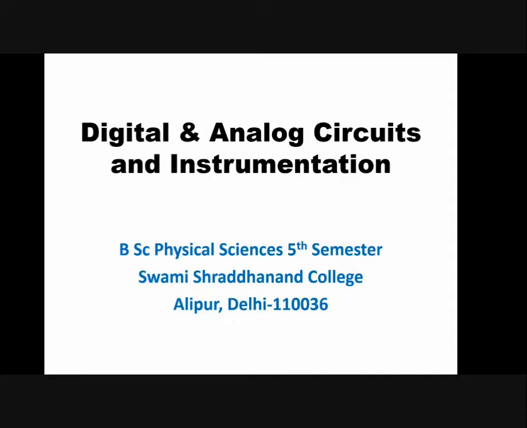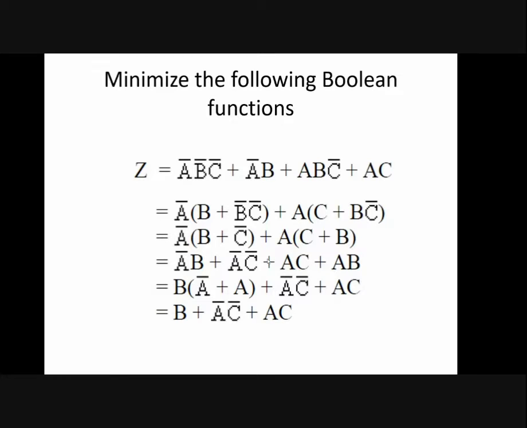Today we will study the use of Boolean algebra to reduce a Boolean equation. So we have a Boolean equation: z is equal to a bar b bar c bar plus a bar b plus a b c bar plus ac, and we have to minimize it so that we can make a circuit which is as small as possible.